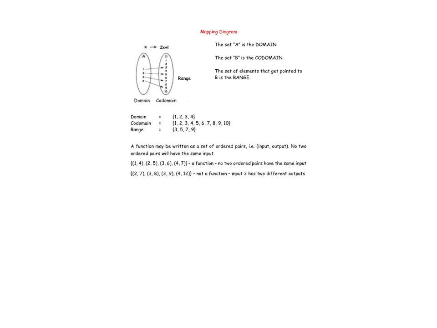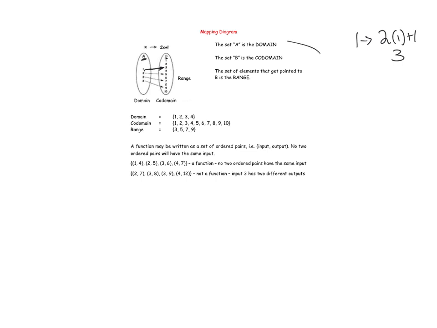So the set A, over here, is the domain. Set B is the codomain. And the set of elements that get pointed to in B are the range. Here we have a function: if you put in x, you get out 2x plus 1. For example, when we put in 1, it's 2 times 1 plus 1, so the answer is 3. That's why we have the arrow here from 1 to 3.